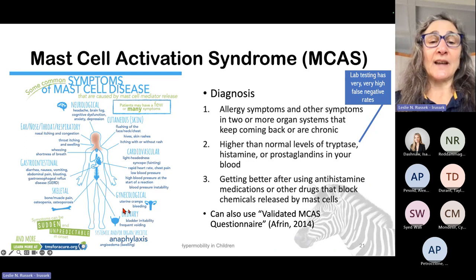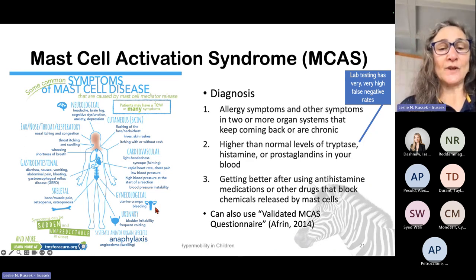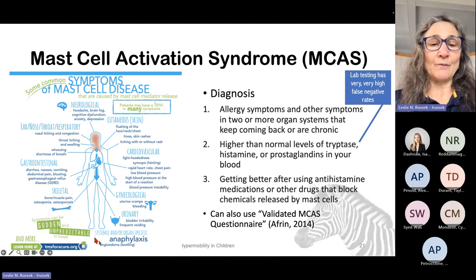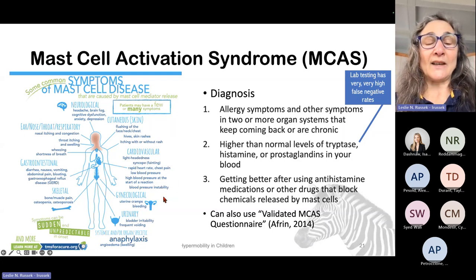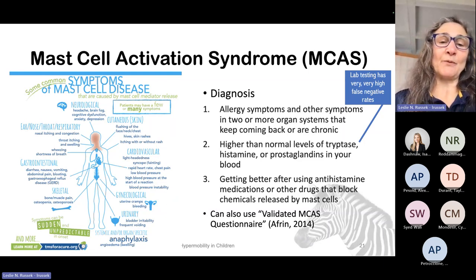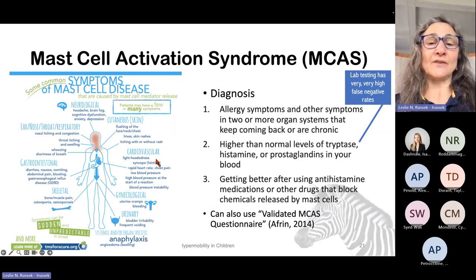There are mast cells in the gynecological tract, so uterine cramps, bleeding, interstitial cystitis, the urinary tract. Skeletal system, it can contribute to muscle and bone pain. And then the cardiovascular, and it may be that mast cell activation is triggering POTS. That's another subtype of POTS, or it may be that mast cell activation aggravates the cardiovascular system on its own.